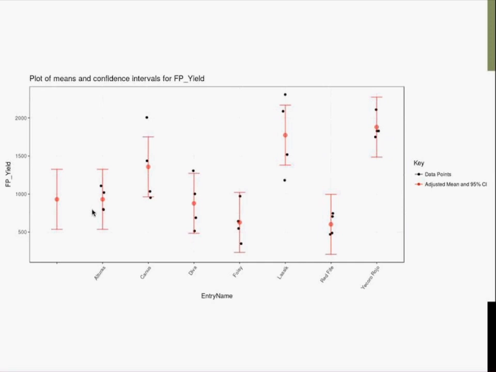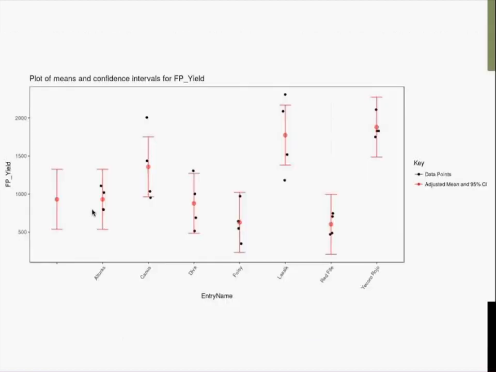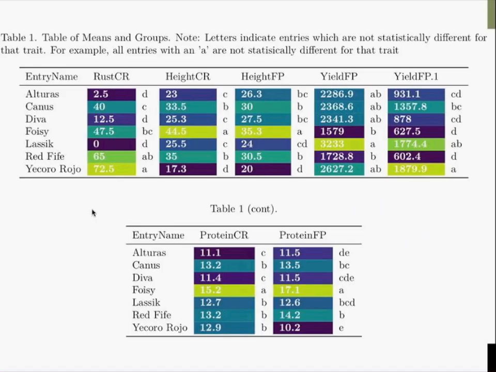You can look at Lassic there and see that it ranged from maybe something like 1,200 pounds to acre up to 2,400, a wide range. And that's something that you can visualize. And one of the advantages of seeing the actual individual data points as well as the averages. I often find that as of right now, it's actually a little easier to look at these tables in the downloaded PDF version.